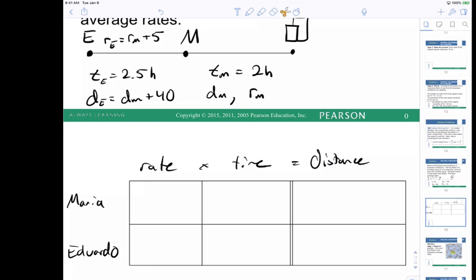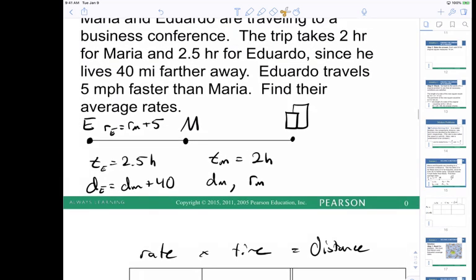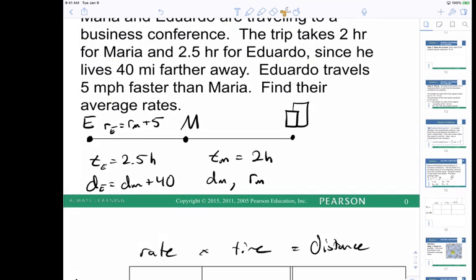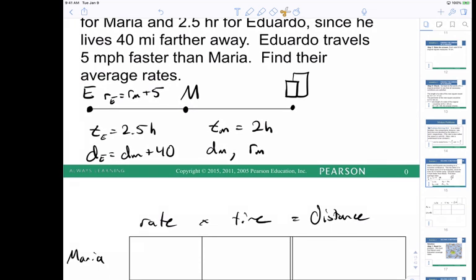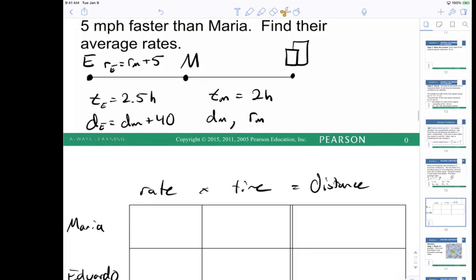Now, let's see if we can organize this data. What is the question asking us? It says find their average rates. So what's going to be our unknown in this case? The rate, right? It seems like the only thing we don't have information on is Maria's rate. So I'm going to let her rate be R. I'm going to let that be our unknown. What's her time? 2 hours, right? So Maria's time is 2.